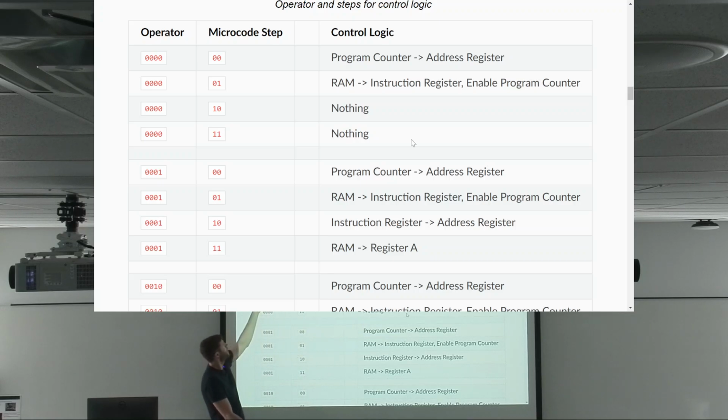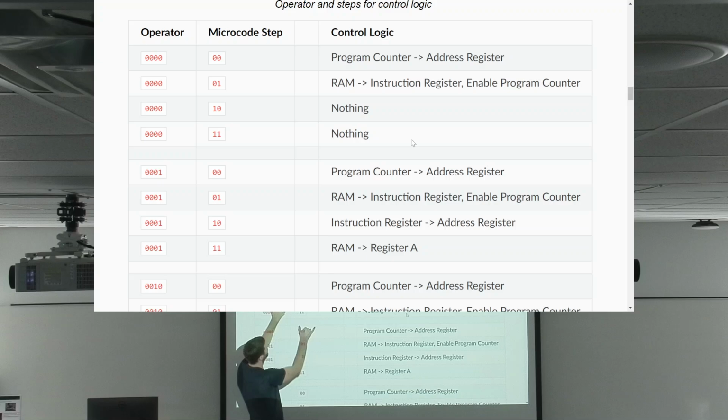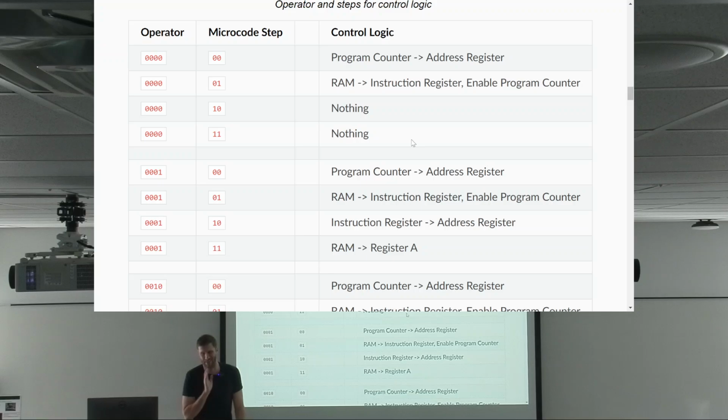And then if we have the operator, this one, so think of these as two separate things. Operator, microcode step. If this is the operator and this is the step, do that, do that, do that, do that. Now, no-op, it's do nothing, do nothing. We just waste clock cycles. We can change the system such that you can end things early, but we're not going to do that.